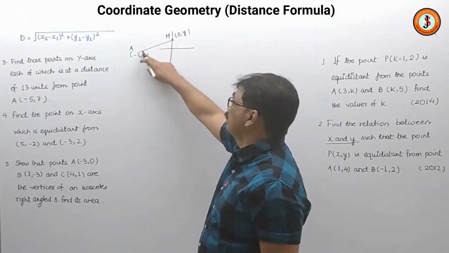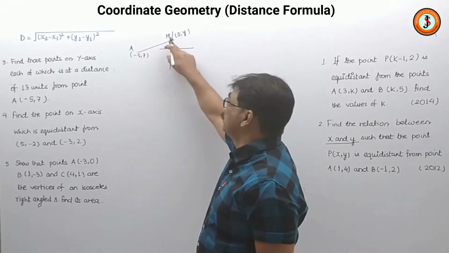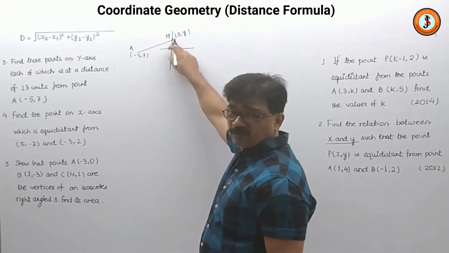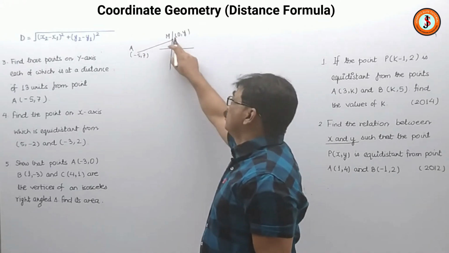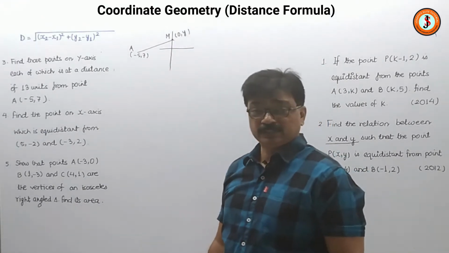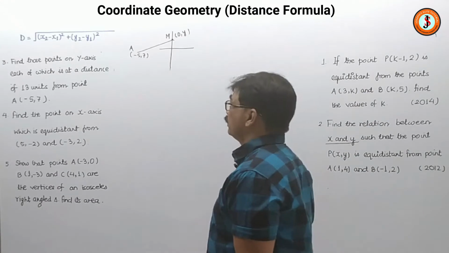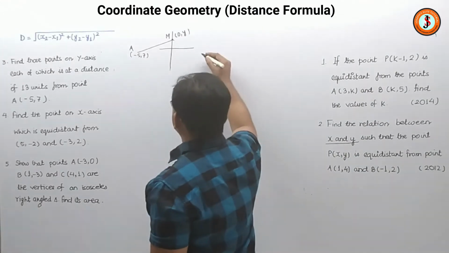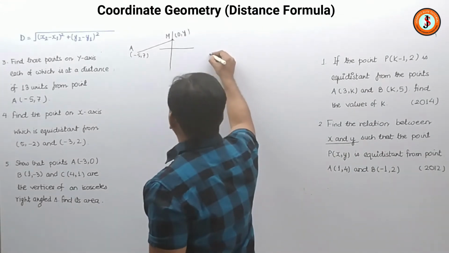A can be at a distance of 13 units from this point, or there can be another point over here that can also be at a distance of 13 units. So let us try to find out if we get two solutions. So we know that distance formula is what?